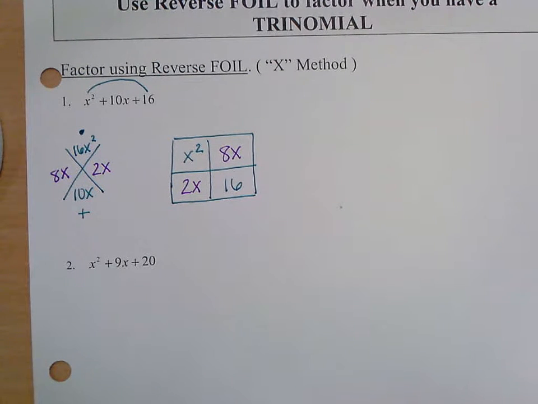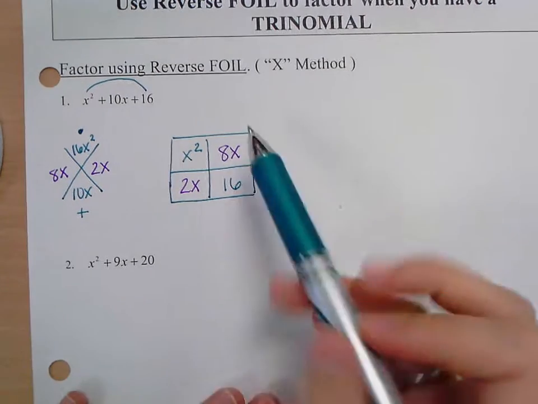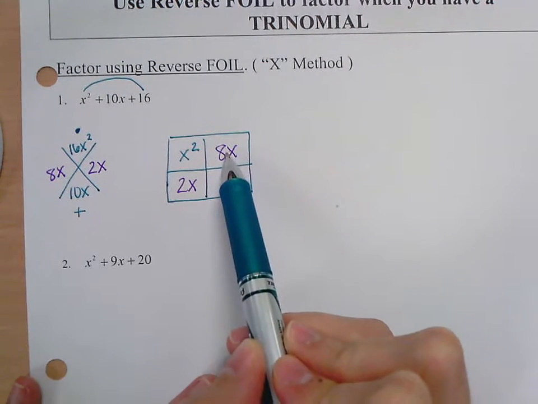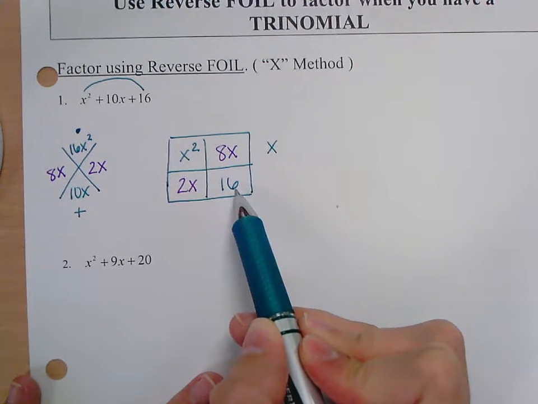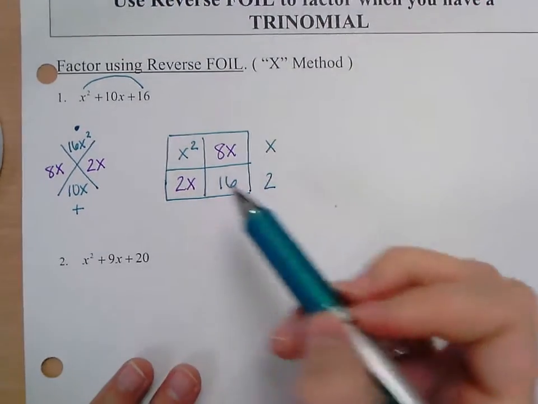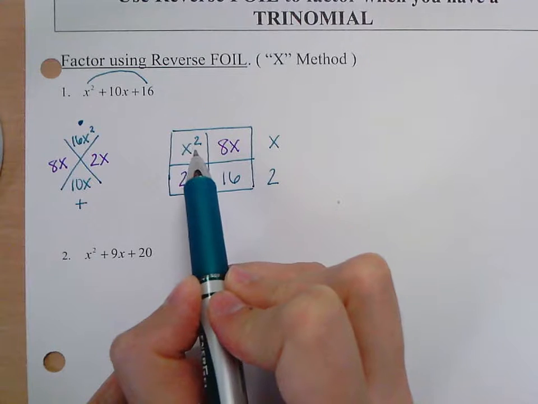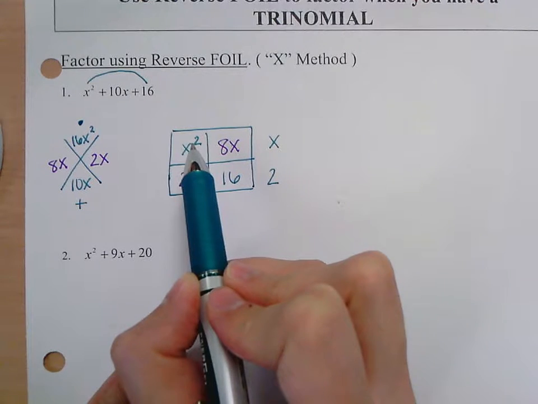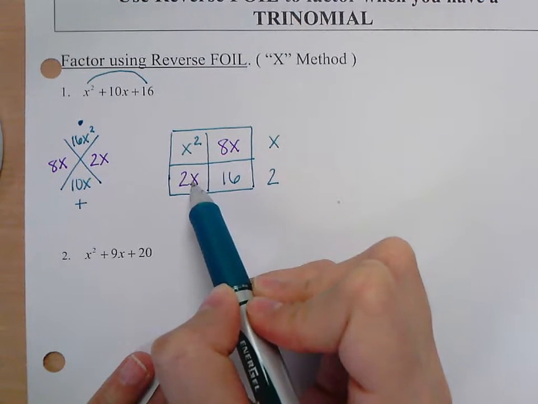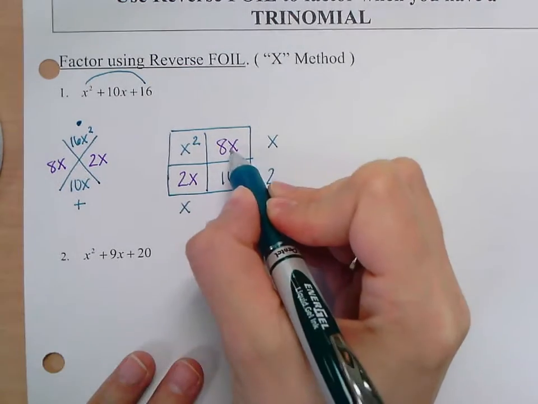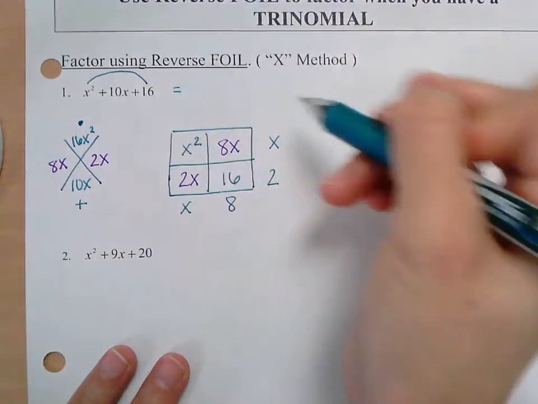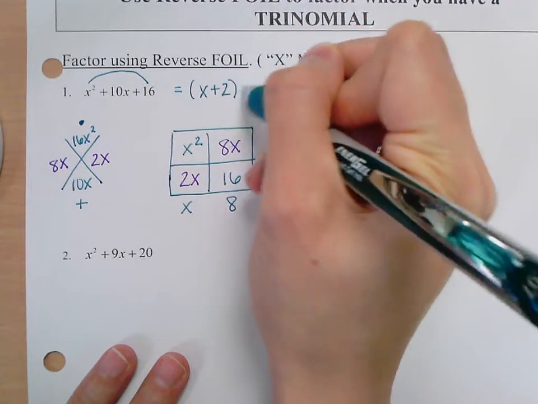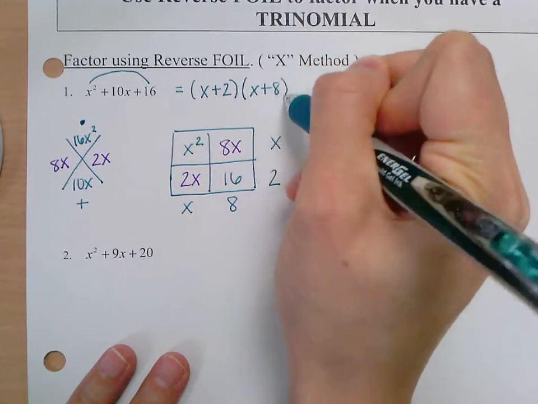Okay, and then you factor out the GCF in each row and column. So top row, x squared and 8x, what do they have in common? x. 2x and 16, 2. x squared and 2x, first column, have an x. 8x and 16, 8. So my factored form is x plus 2 times x plus 8.